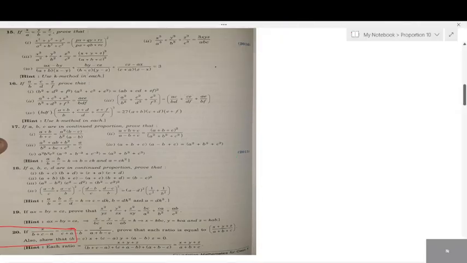Okay, ignore the other questions. I have done 16th main A, B and C. In B and C, same concept. A, C, E, you have to just substitute the values. Complete. The last one is important.